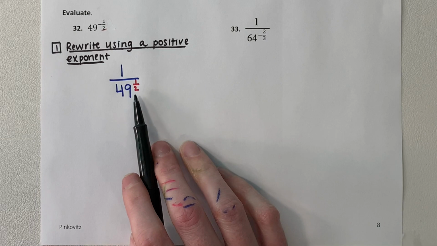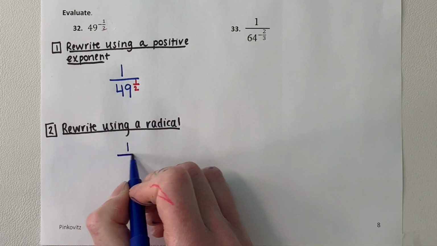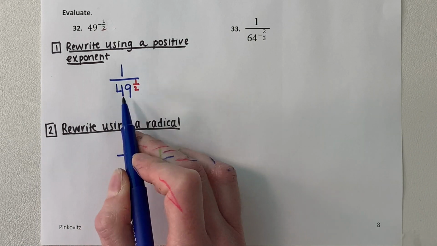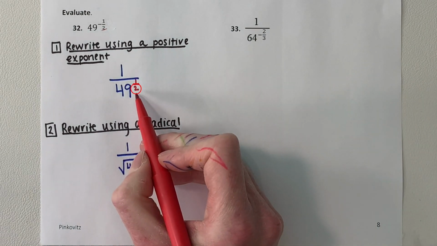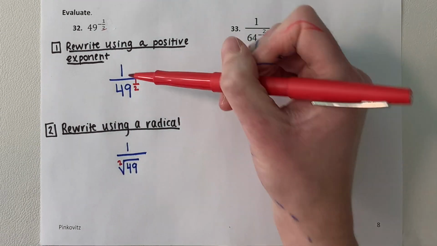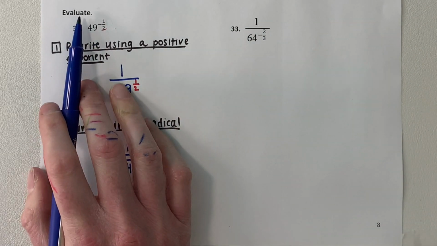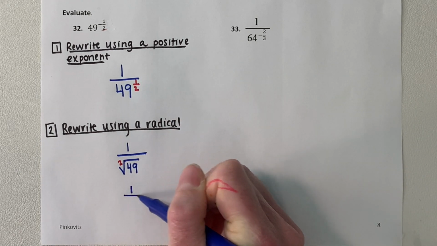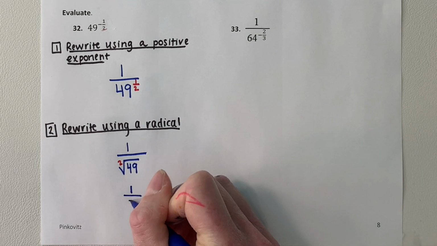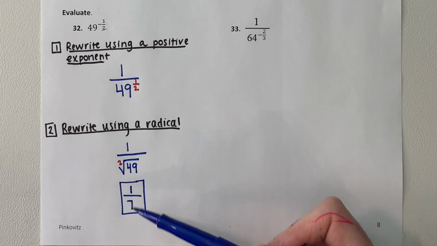Now that our fractional exponent is positive, we can now rewrite it using a radical. So we'll leave the 1 in our numerator. To rewrite this expression using a radical, we'll put the 49 underneath our radical, and then the denominator is always our index. And when the numerator is a 1, you don't have to write it in your radical. Now we're asked to evaluate, so that means we want to actually compute this. We'll leave the numerator as a 1. And the square root of 49 can be simplified to 7. So 49 to the negative 1/2 is equal to 1/7.